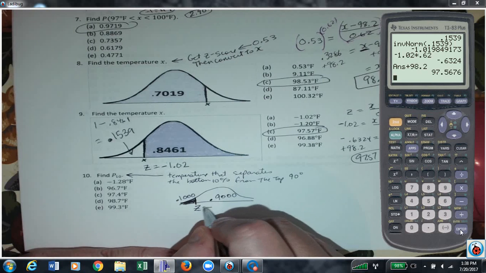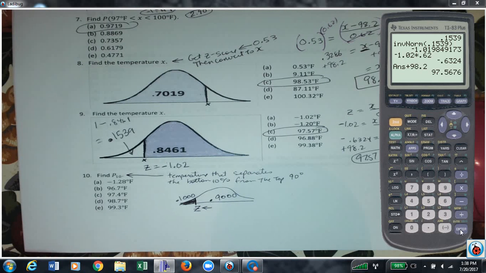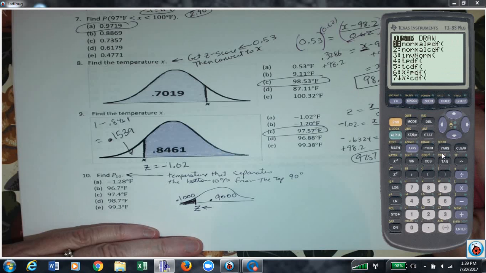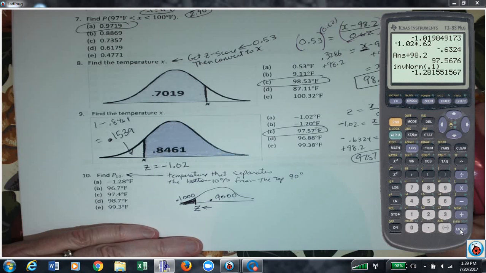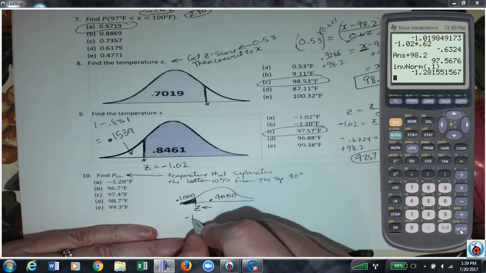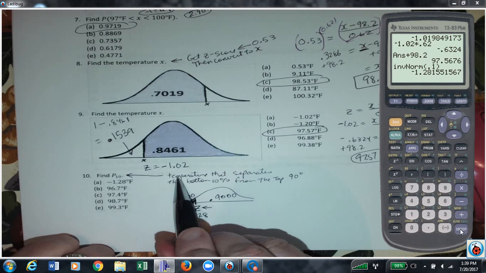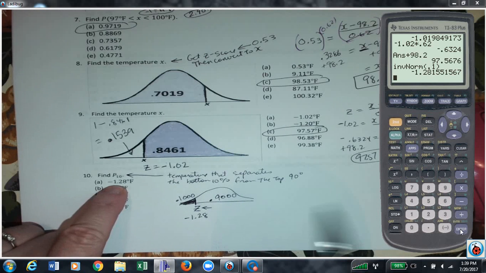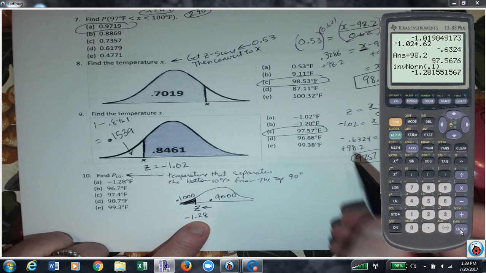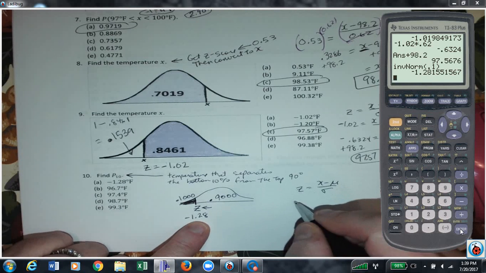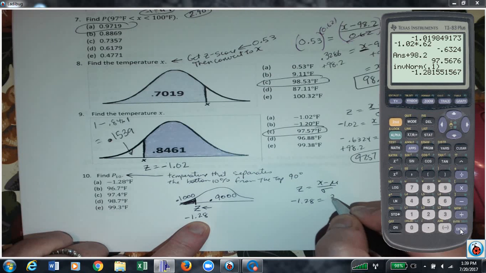And I need to get that z-score. So if I have the left area, I can do second vars and tell it 0.1 or 0.1000. So it's going to give me that as a z-score. But I need to find the temperature. So A is not correct. I need to find the temperature. Again, I need to get the x. So I've got the z-score. I need to find the temperature.